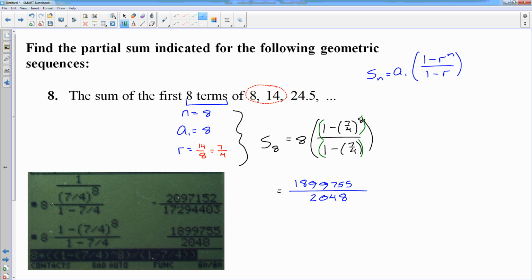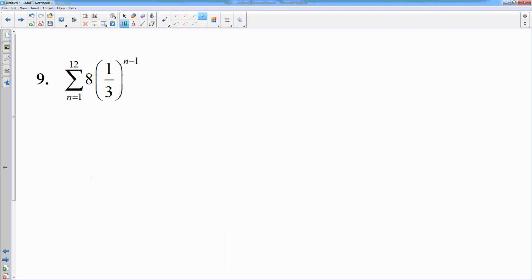And the TI-89 is nice because when I punched it in the first time, I actually messed up and I accidentally hit 1 divided by instead of 1 minus 7/4 to the 8th. And it showed me that in the calculator. So that's the beauty of the TI-89. So I knew my first answer was wrong. And so I just fixed that and hit enter again, and there's your answer. So there's the partial sum of that one.